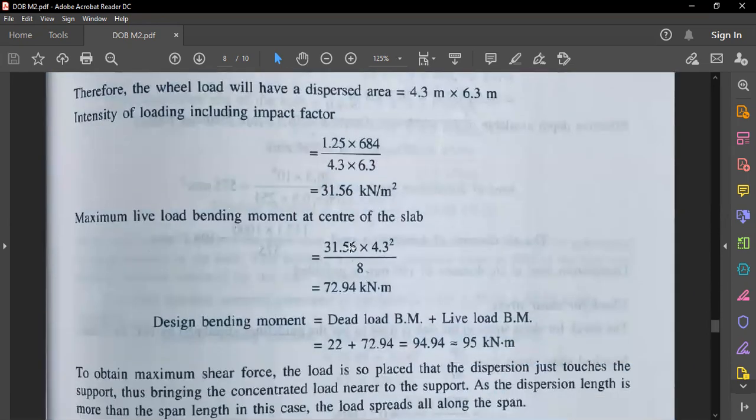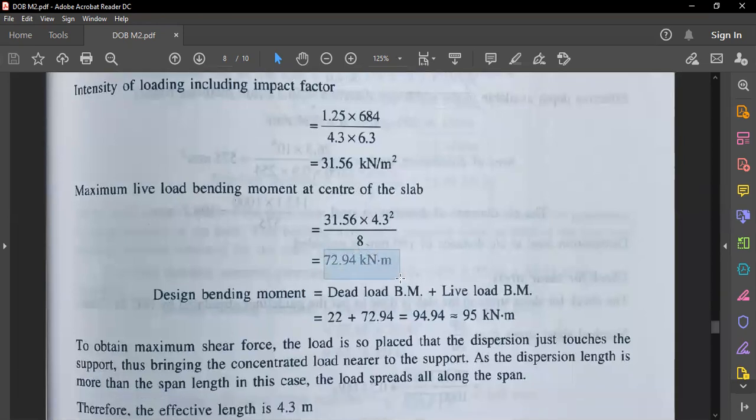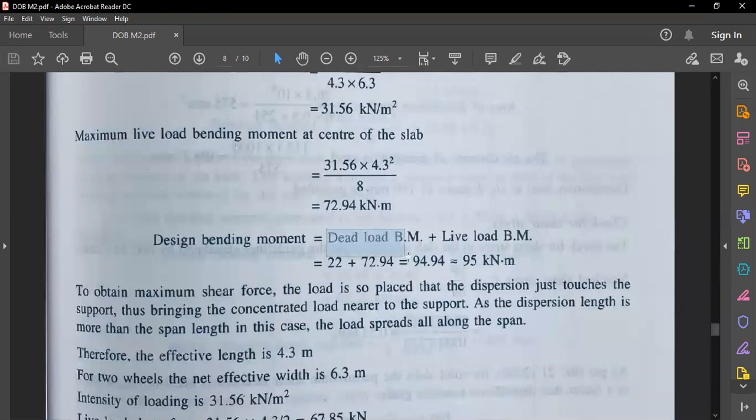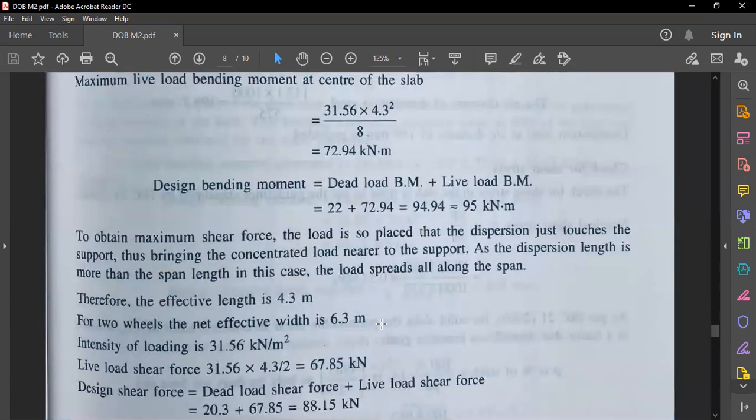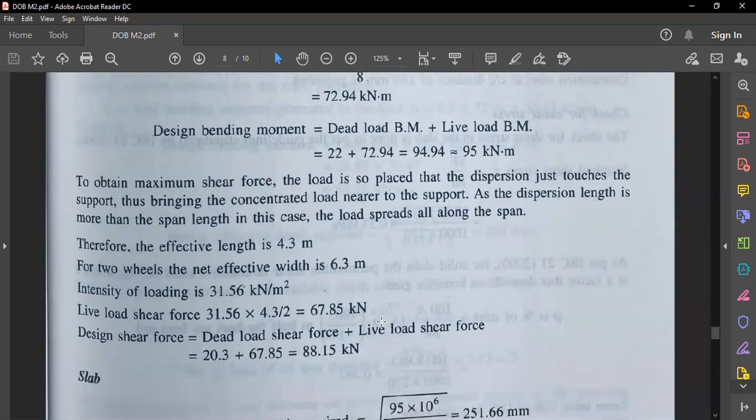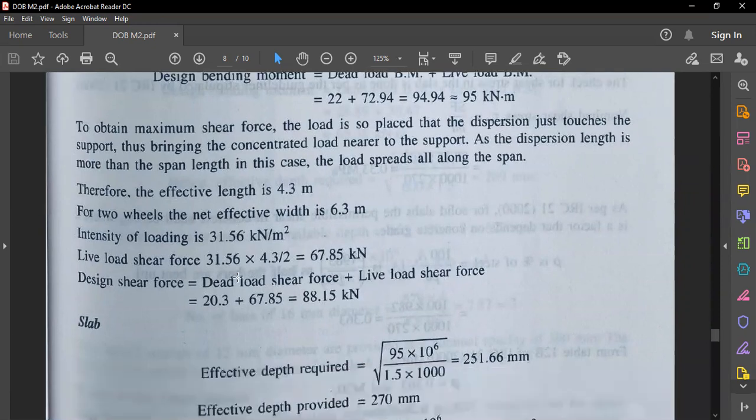So this is the intensity of loading, 31.56 kilonewton per meter square. So bending moment is WL square by 8 again, 72.94. So total bending moment is dead load bending moment plus live load bending moment, that gives you 95 kilonewton meter. Now to obtain the shear force due to live load, as we know, shear force will be maximum near the support. I have to place the vehicle near the support.